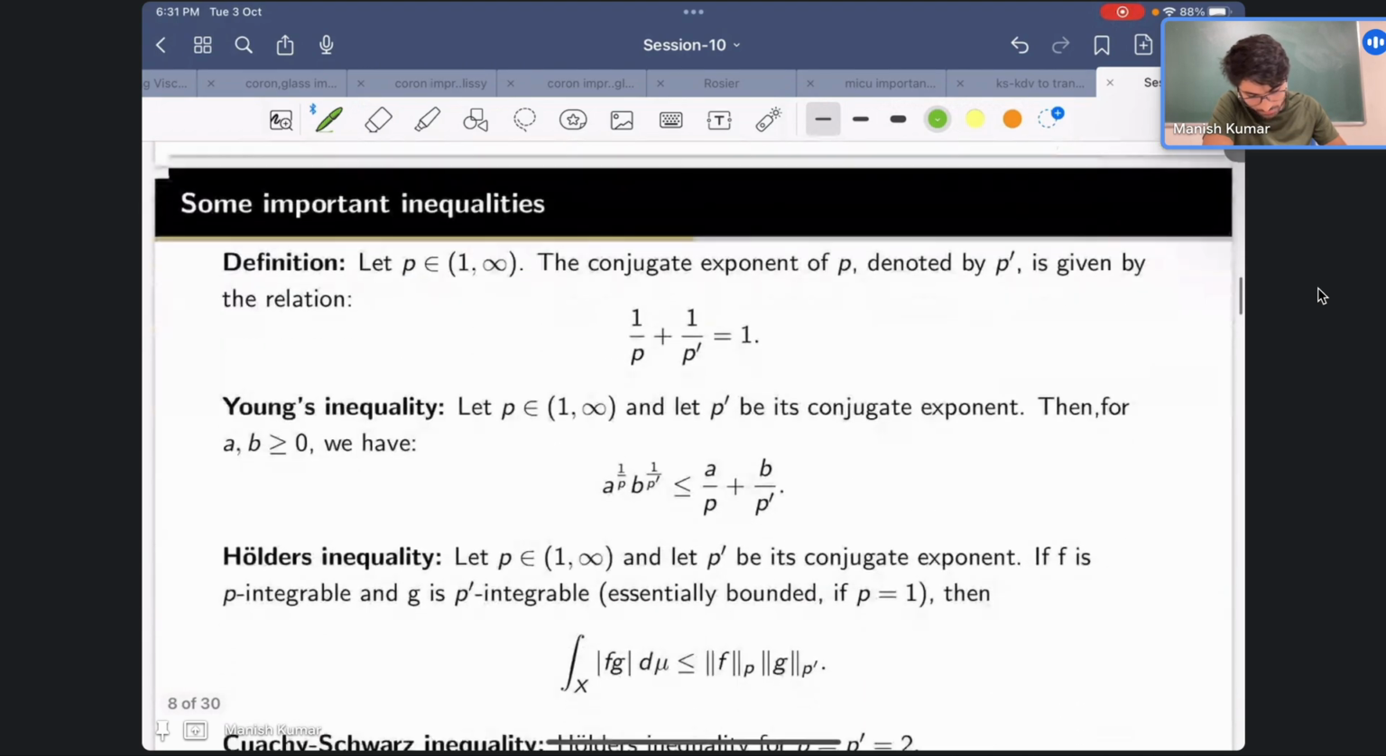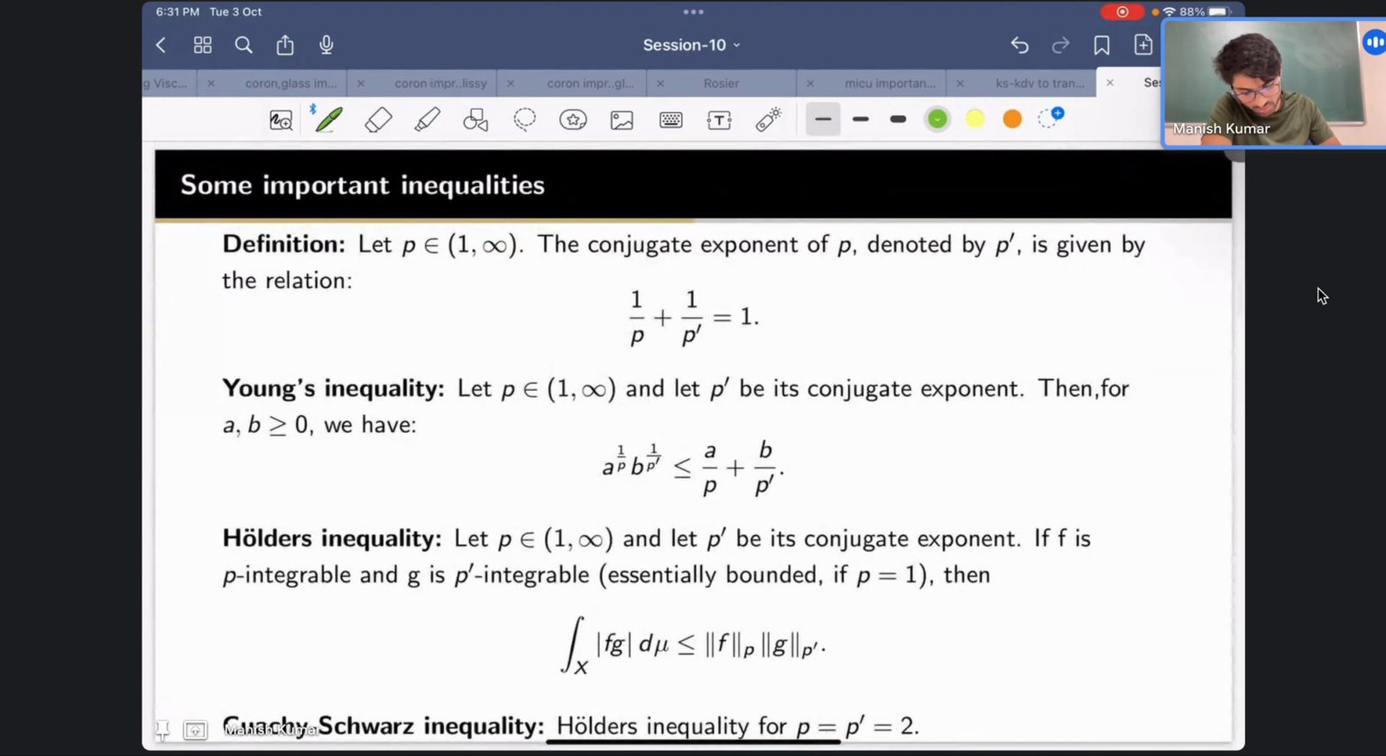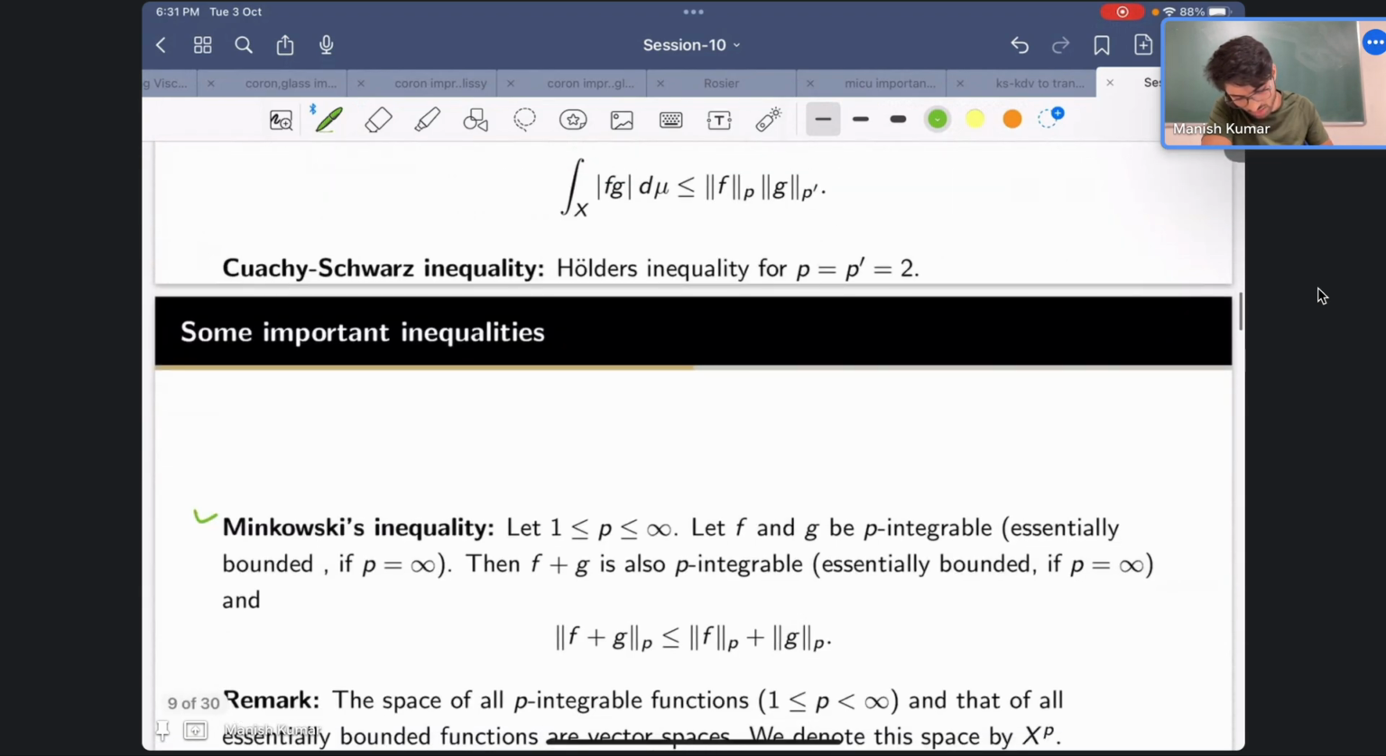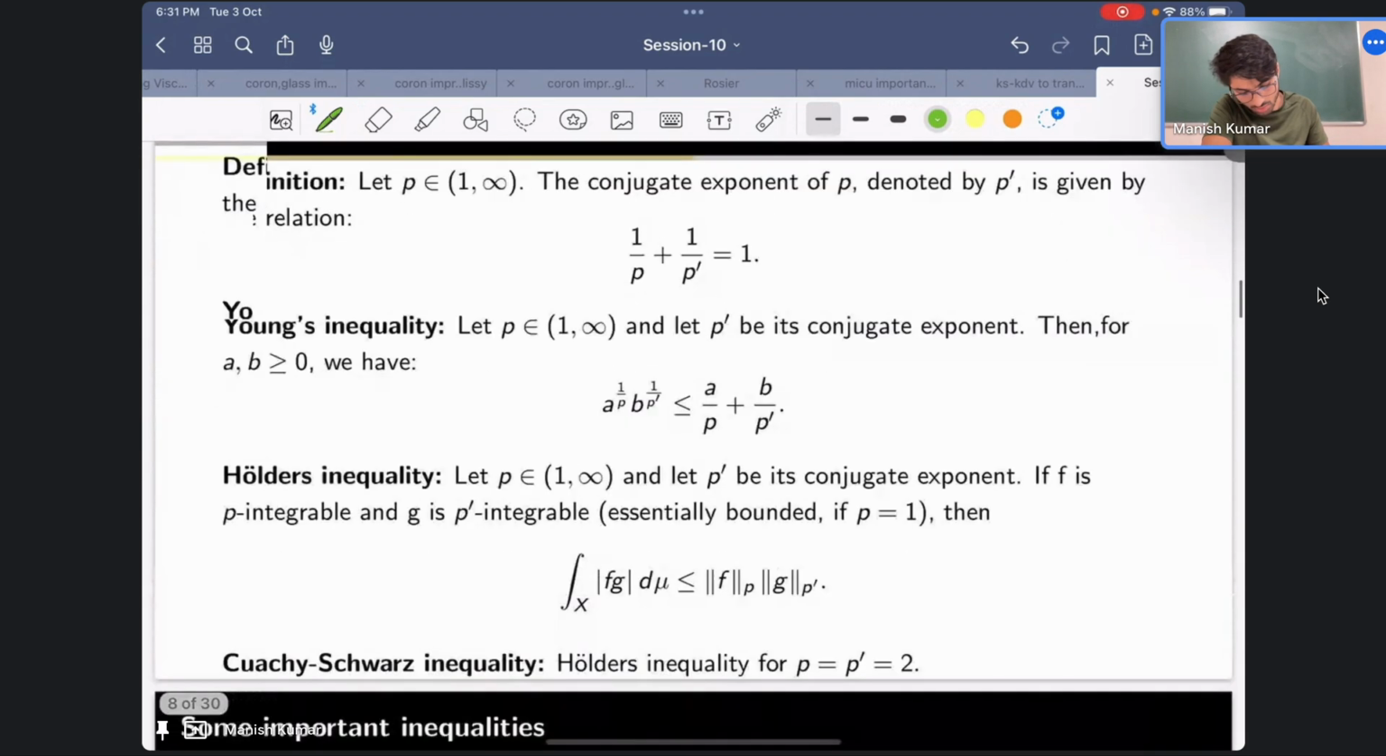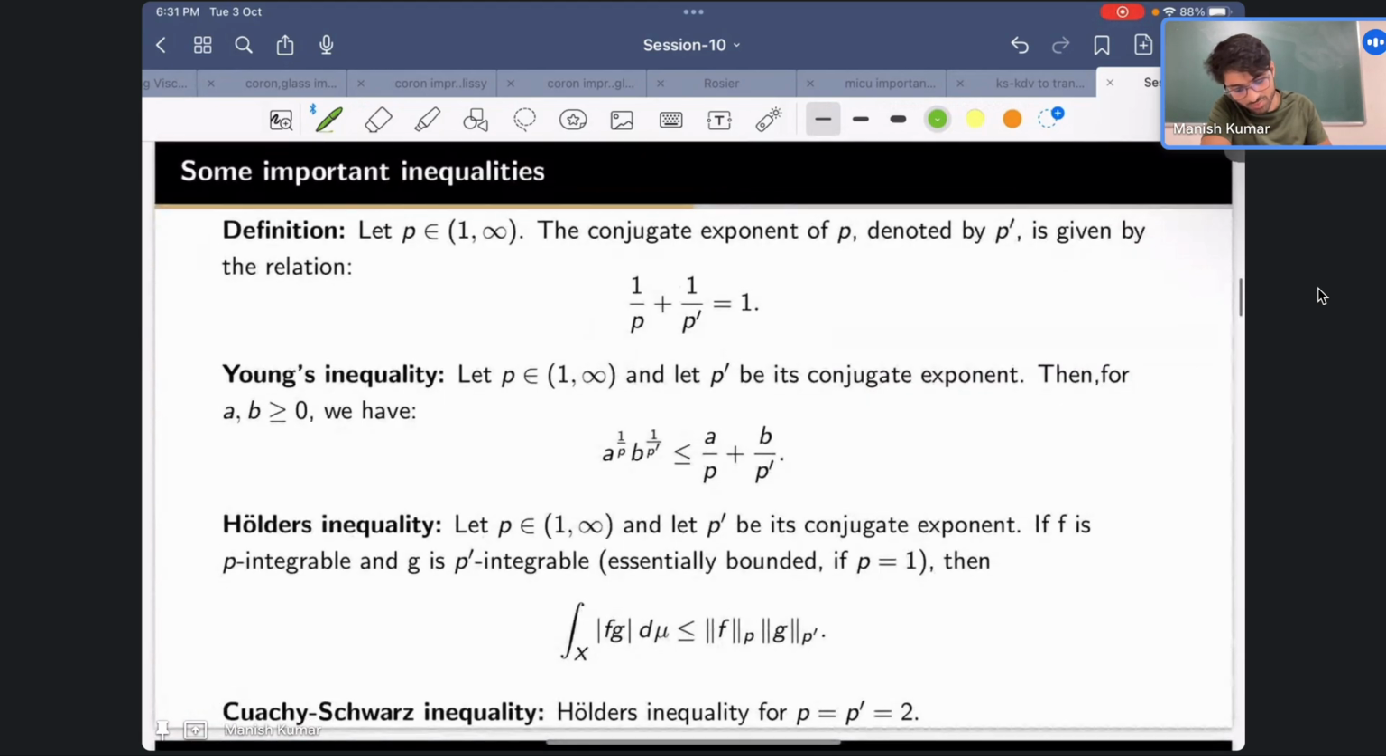Okay, so now let us see some inequalities which are important, especially Minkowski's inequality. Suppose p is any number lying between 1 and infinity. Then you say that p prime is the conjugate exponent of p if 1 by p plus 1 by p prime is equal to 1. If this relation is satisfied, then we say that p prime is the conjugate exponent of p.